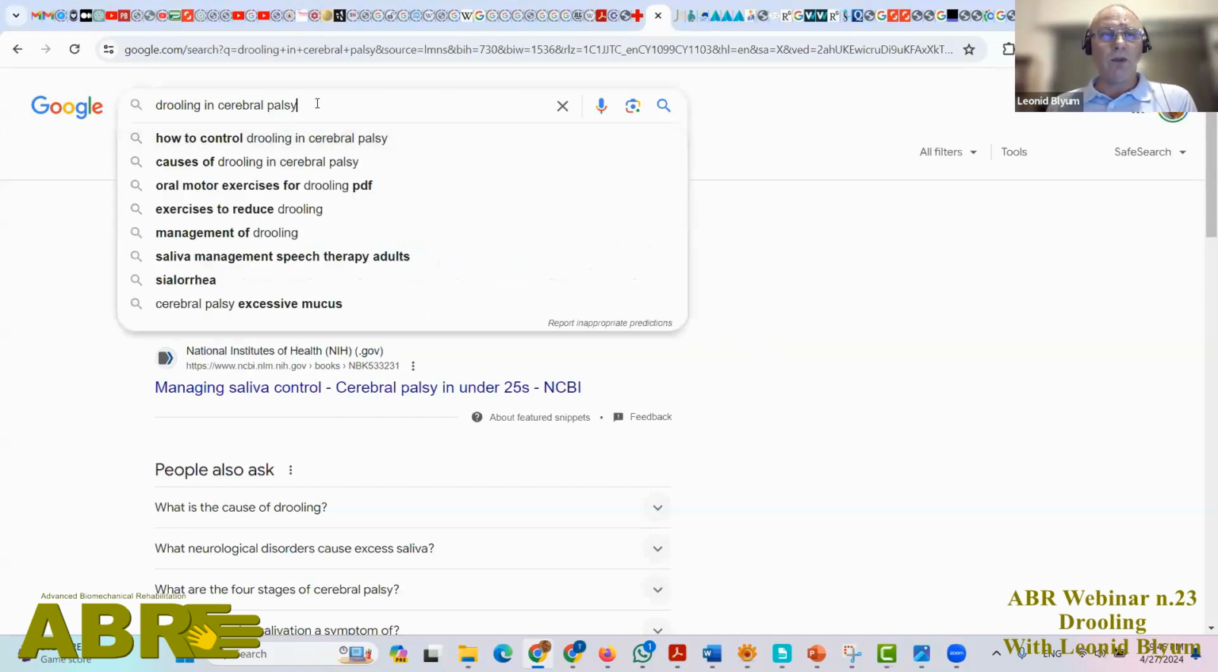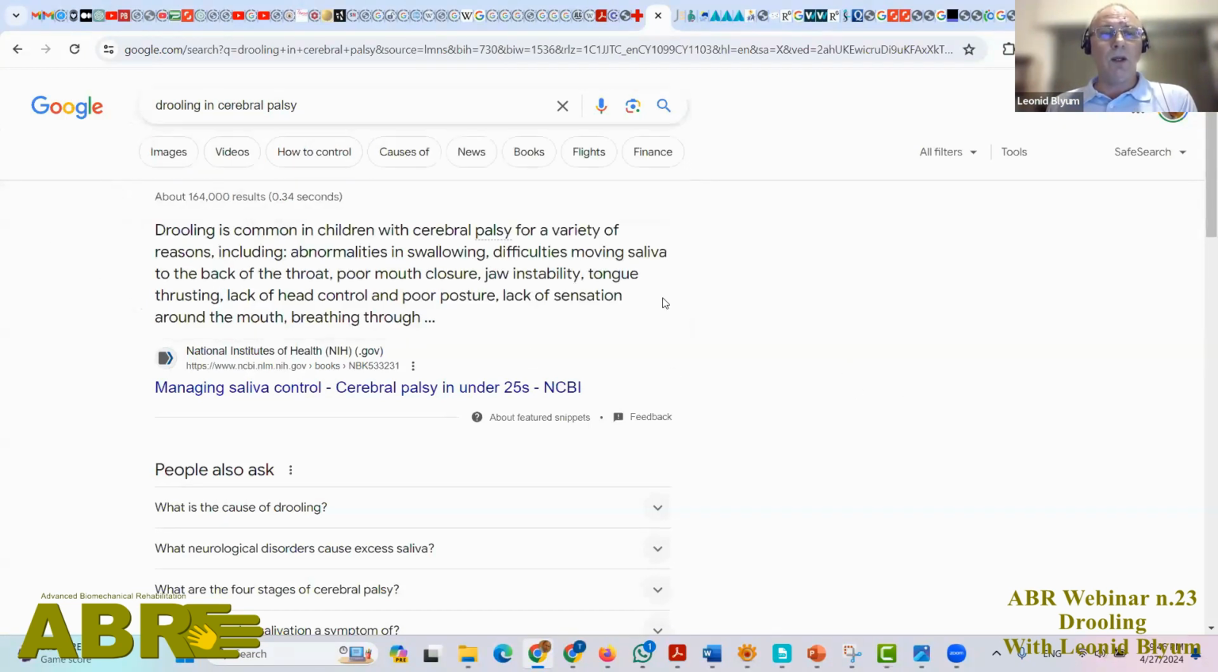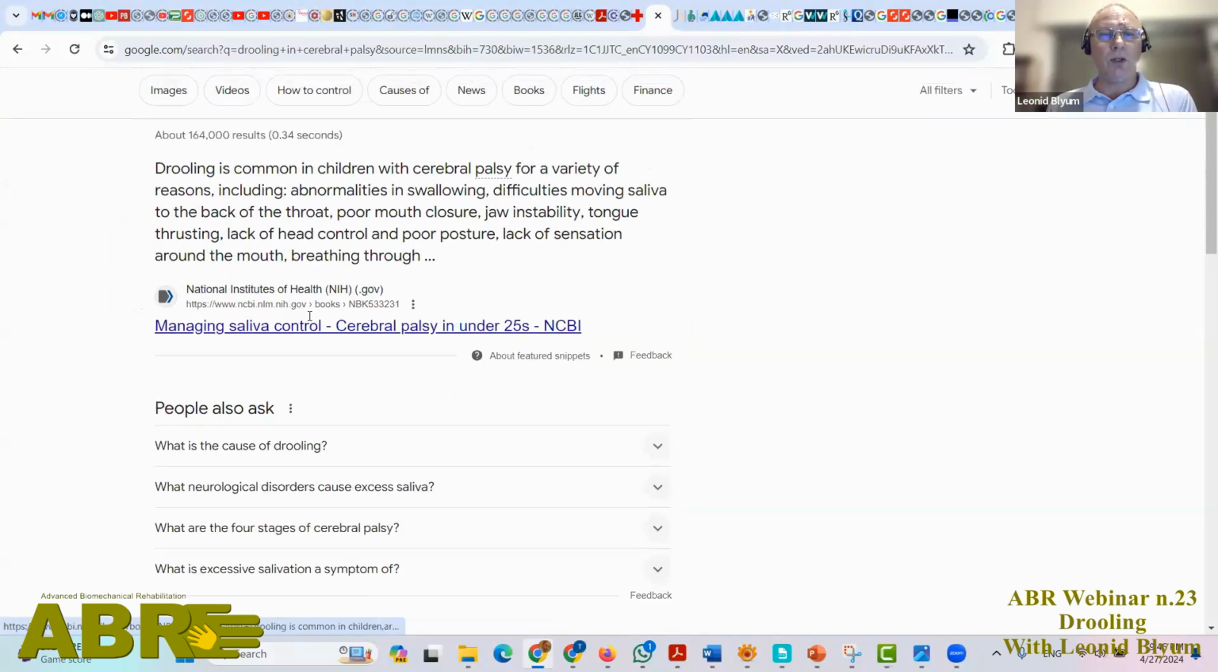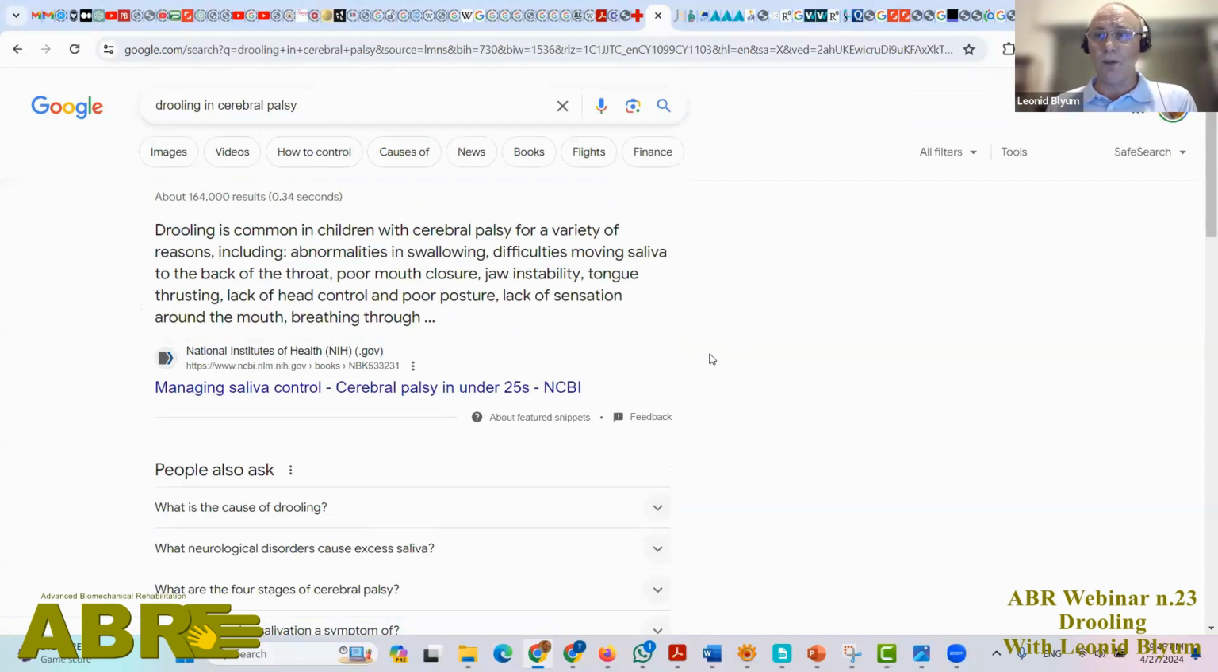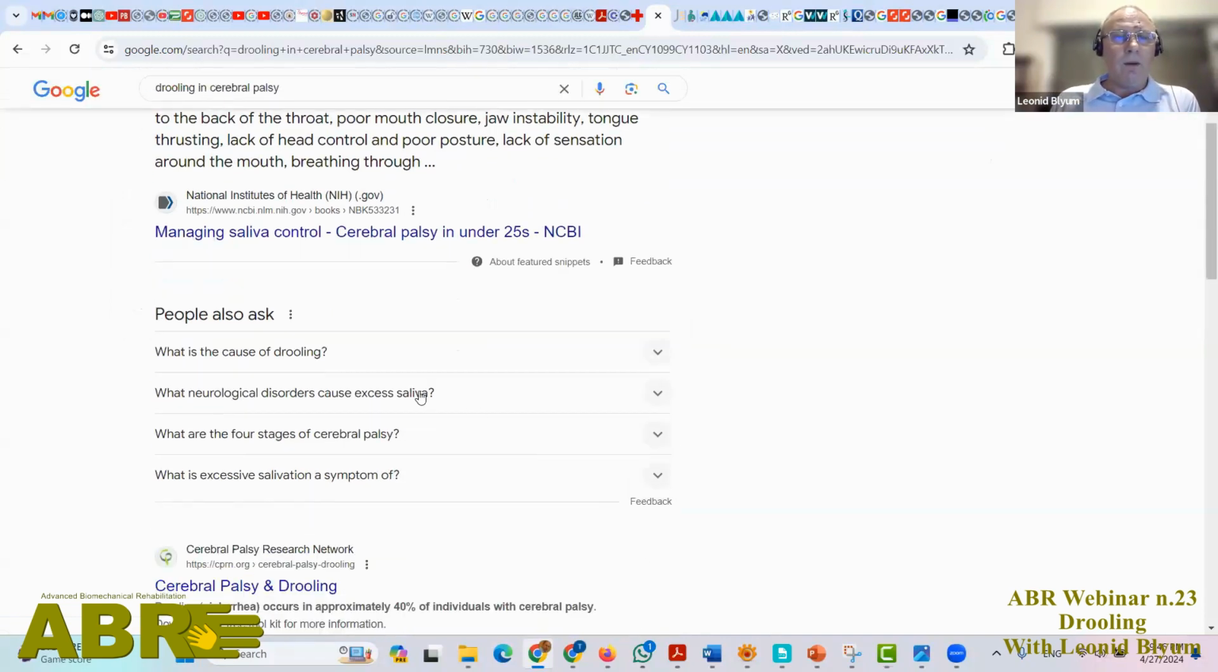So type into Mr. Google drooling in cerebral palsy, right? So you see there are offers here: how to control drooling in cerebral palsy, causes of drooling in cerebral palsy, oral motor exercises for drooling, and so on and so on. And here right on top we have the first link, which is the link to the National Institutes of Health. So it's a PubMed. It's supposed to be the authoritative part.